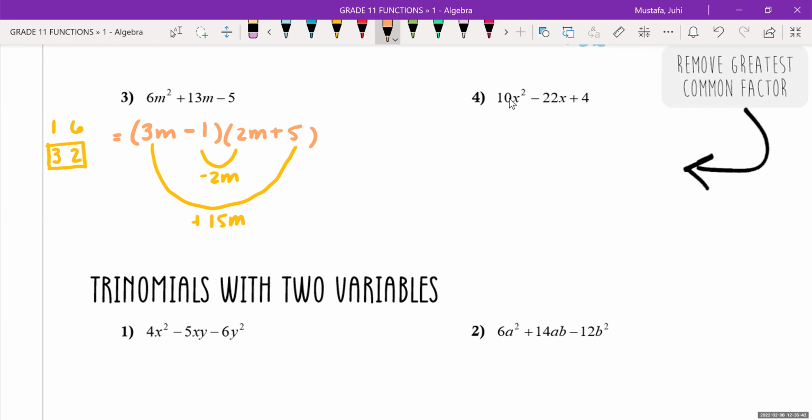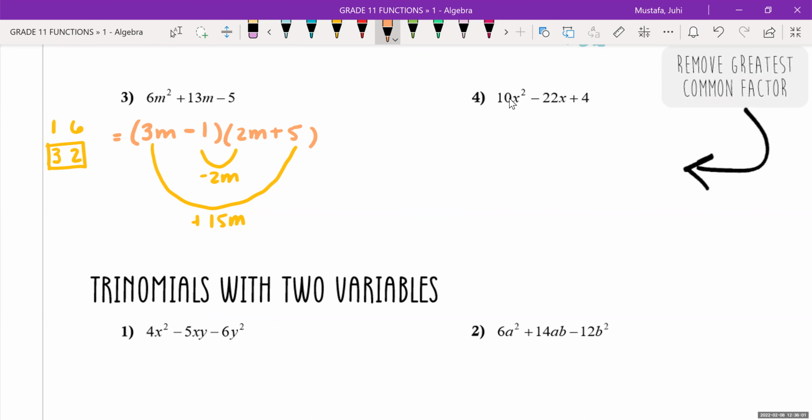Maybe the next one we'll do a wrong one before, just so we can see why it's called guess and check. So we think we're done. Let's FOIL it. 3m times 2m is 6m squared. Positive 15 minus 2 is 13m. And negative 1 times positive 5 is negative 5. So we're done. That's the end of the question.